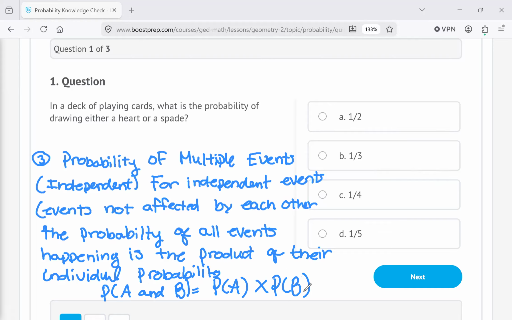Okay. So the keyword is, let me write this down. Keyword is and, or both. Okay, so if you ever hear that keyword and or both on a probability word problem, you know you're going to multiply to equate P of A times P of B.